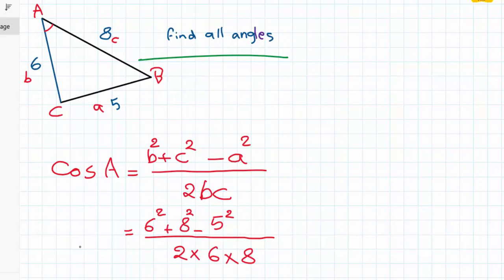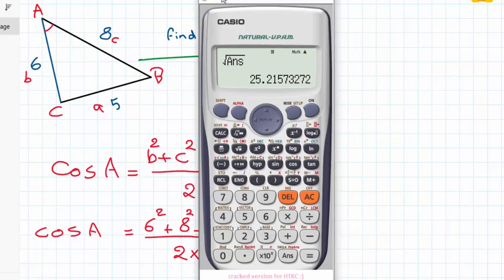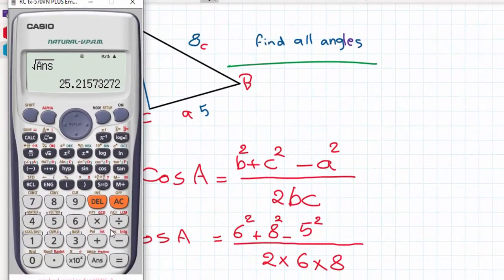Now the result of this fraction is cosine of A. Then we need cosine inverse to get the angle. Now calculator, it's a fraction, it's better to use the fraction command. 6 squared plus 8 squared minus 5 squared over 2 times 6 times 8. It's equal to this, 0.78125, but we don't need this result.